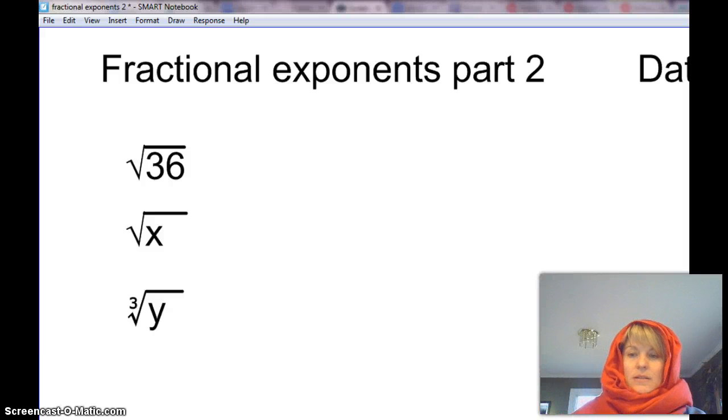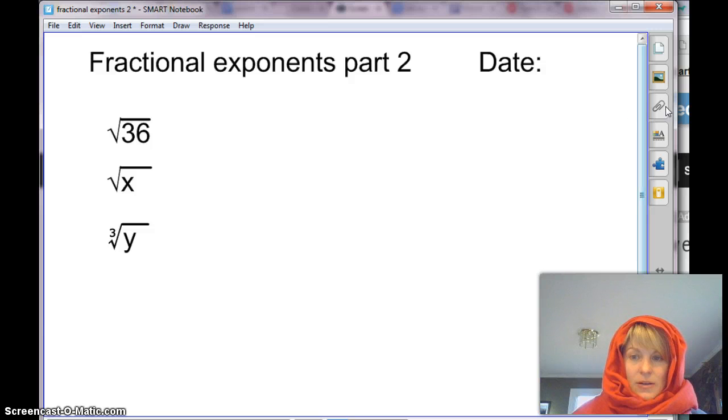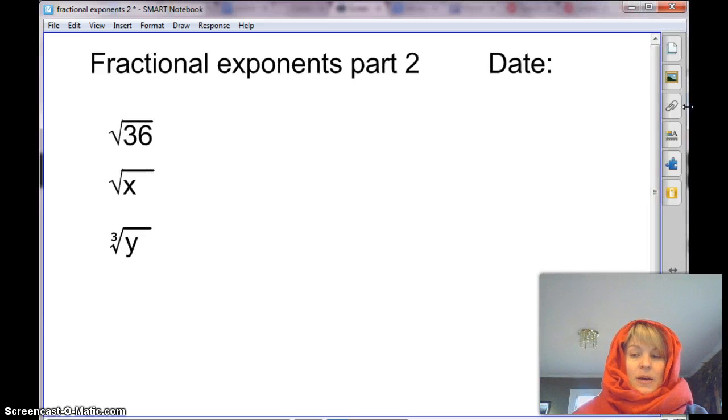Okay, so tonight's video is fractional exponents part 2. I think my date is cut off a little bit there. There we go. So we're going to look back at fractional exponents, but take them sort of to another level.